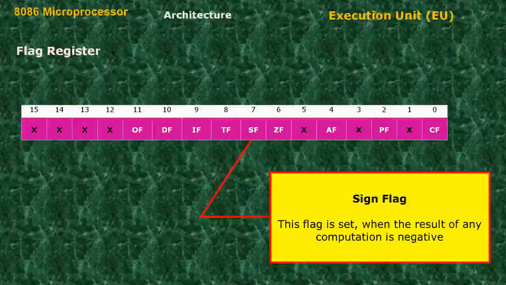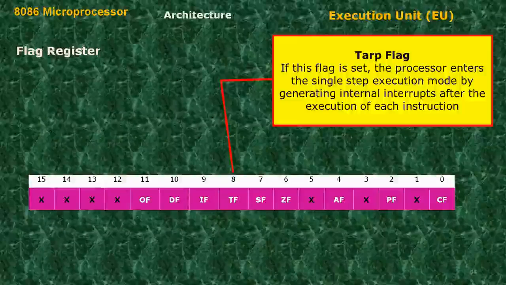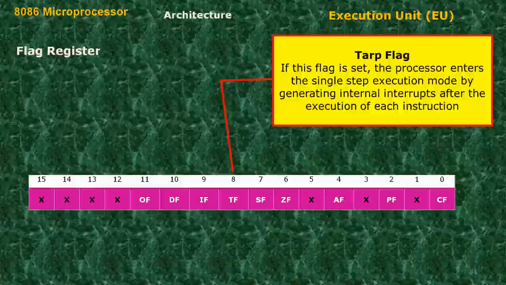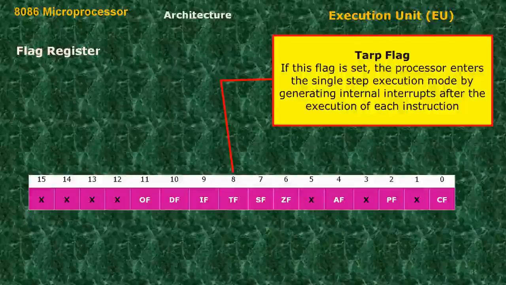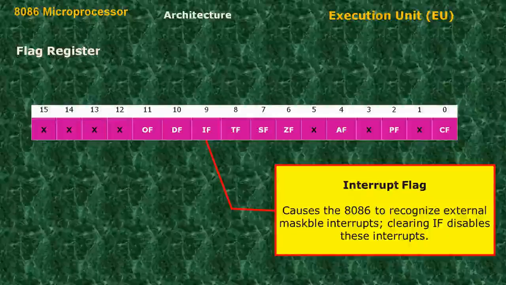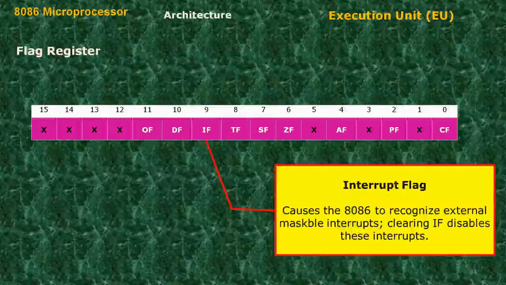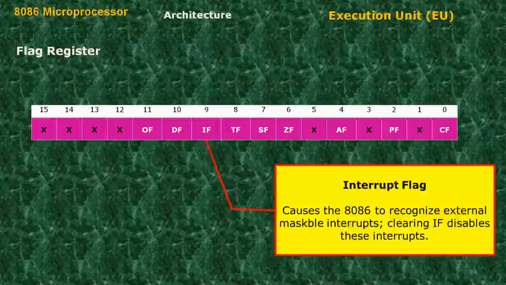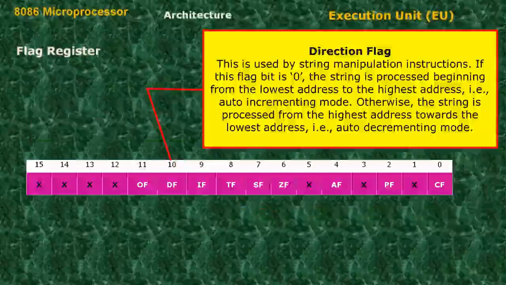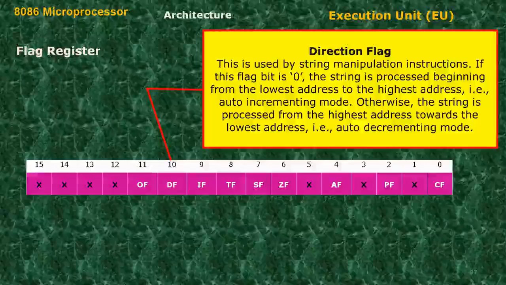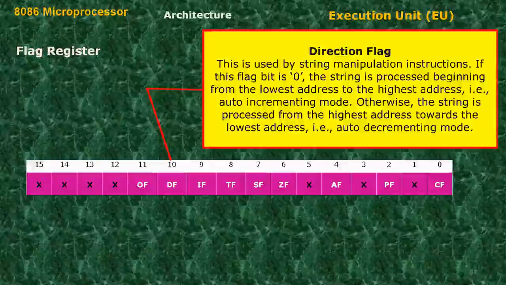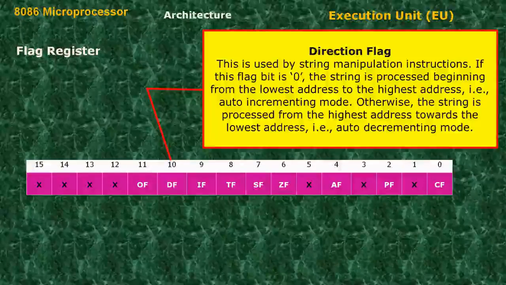Then we have the trap flag, used for controlling the processor execution cycle, whether it is a full execution or a step execution. Step execution means it will execute one instruction at a time. Interrupt flag is used for masking, that is ignoring or allowing, the maskable interrupts. Direction flag decides the direction, whether the program runs in auto-incrementing mode or auto-decrementing mode, increasing order or decreasing order.